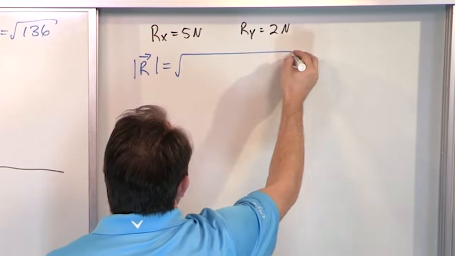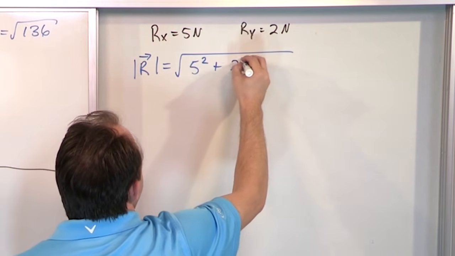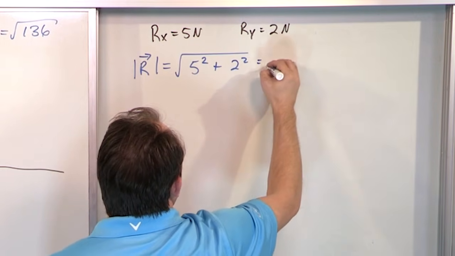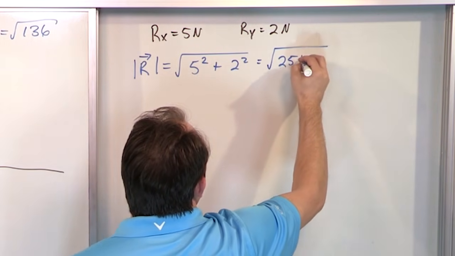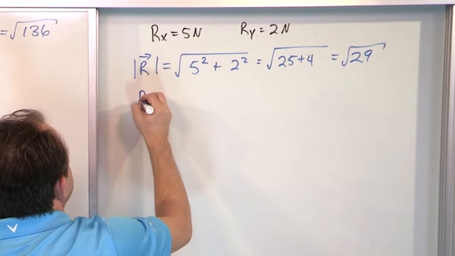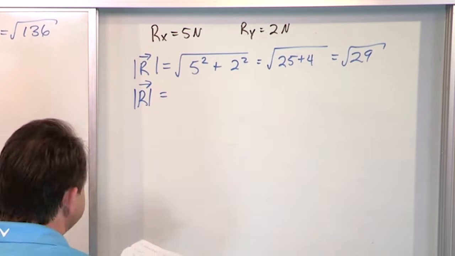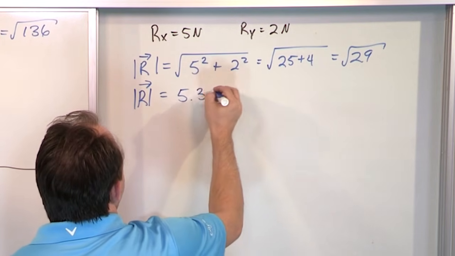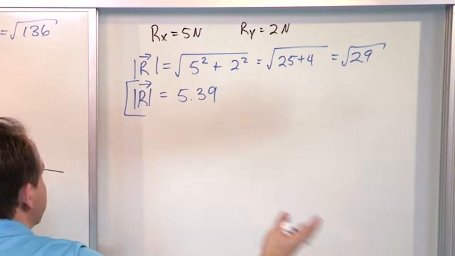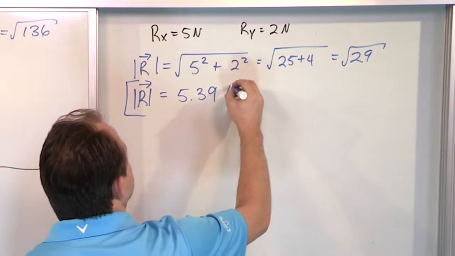The Pythagorean theorem is your friend. X component's 5 squared, y component's 2 squared. So what I'm going to have is 25 plus 4, square root of 29. And so the resultant magnitude is the square root of 29. What do I get? 5.39. So that is how many units of force is pointed obliquely as a combination of x and y: 5.39 newtons.